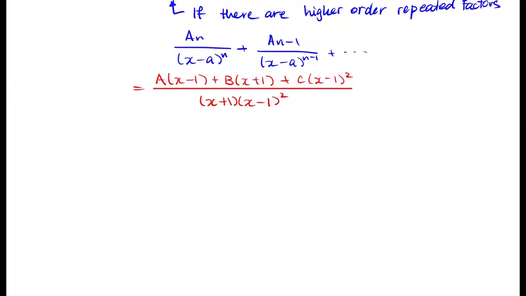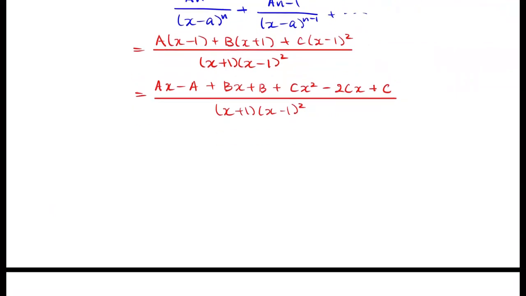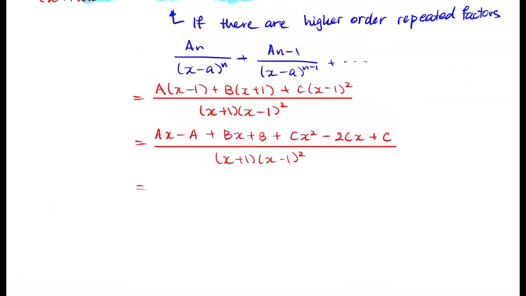And we would just have to expand everything. So we would have ax minus a plus bx plus b plus, so cx squared minus 2cx plus c. And all this is divided by x plus 1, x minus 1 squared. All right. And then we would just have to group the terms again. So we would have cx squared. So we have the bx squared.